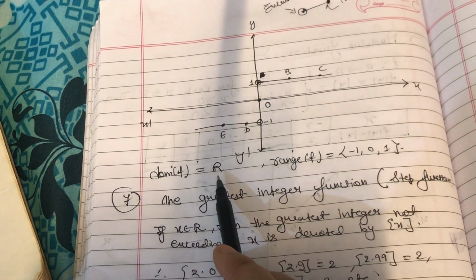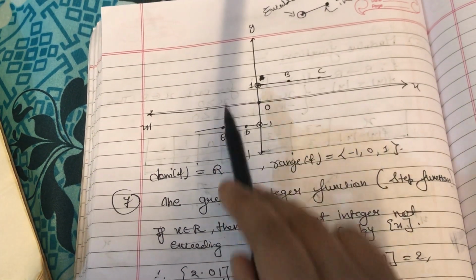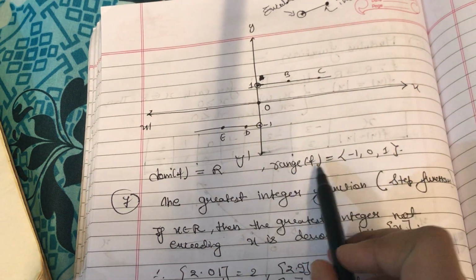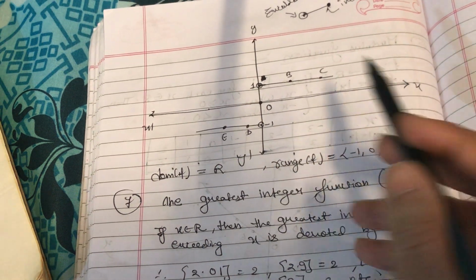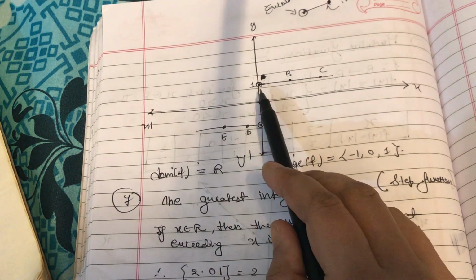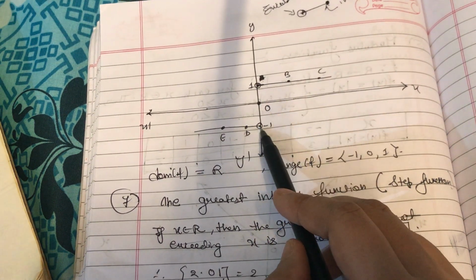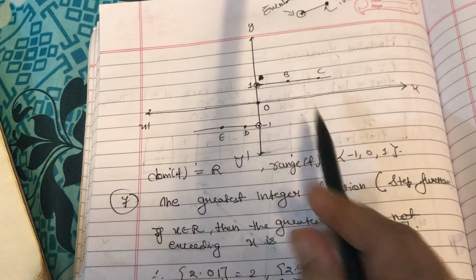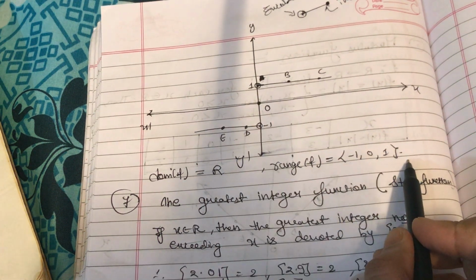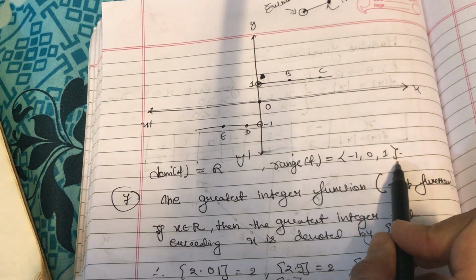Definitely its domain is going to be R, which is any real number I can take. What about the range? We are getting only 3 numbers. What are the values of y that we are getting? Either 1 or 0 or minus 1 only, for all values of x. So exactly the same thing I have written over here. The range is -1, 0 and 1.